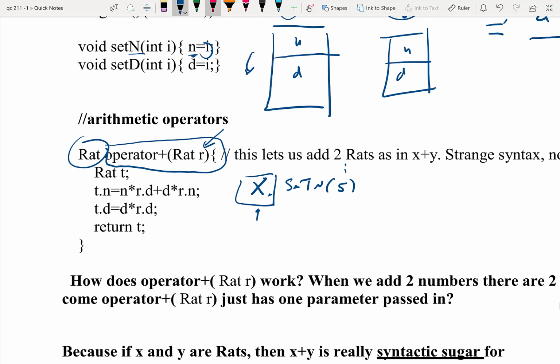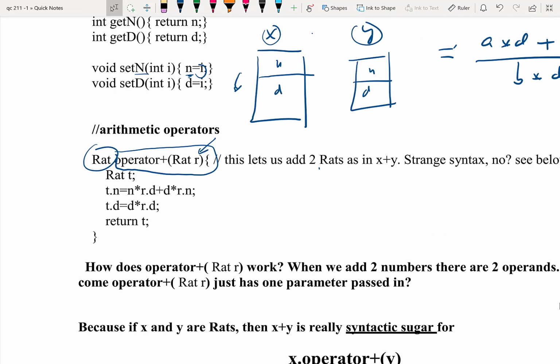So the general syntax is the following. Whenever you call a member function, this is the way it really works. On the left-hand side, you have the object upon which you're working, then you write a dot, then you write whatever the member function is. So in this case, the object was x, the member function was set n, and that function happened to have a parameter. It's the same thing over here with addition.